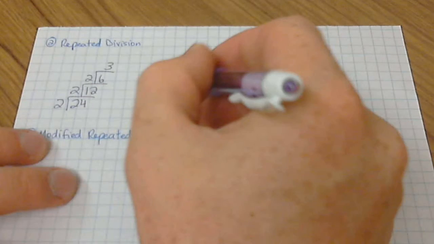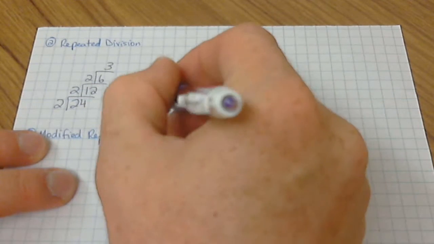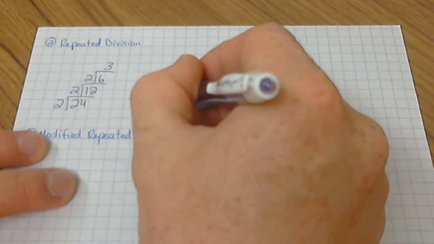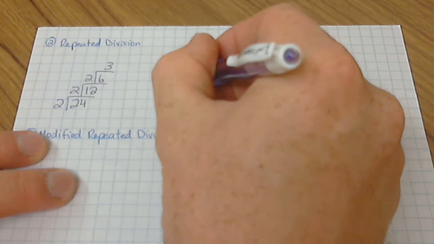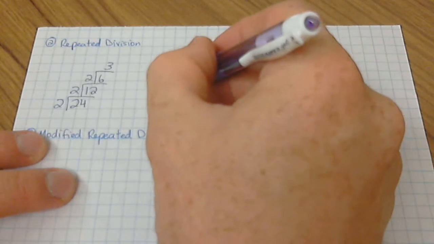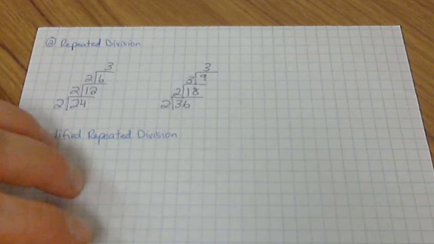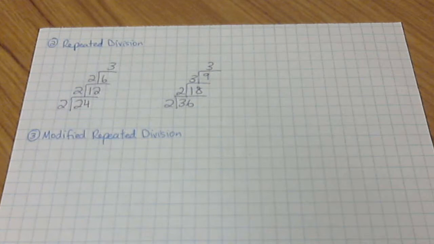Now, for 36, 2 goes into 36 18 times, 2 goes into 18 9 times, 2 will not go into 9, but 3 will, and it'll go in 3 times. So those are the prime factors for 36: 2 times 2 times 3 times 3, or 2 squared times 3 squared.